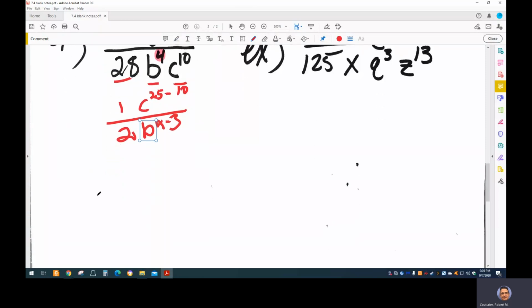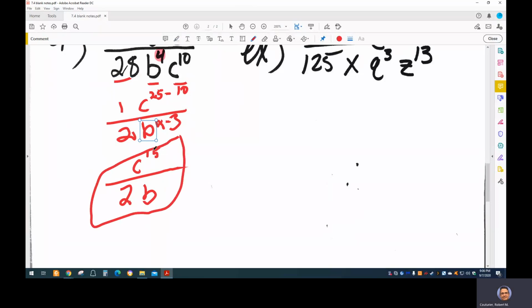Let's clean this up so that we have our final simplified. We don't need the 1 upstairs because there's stuff up there. And it's the c's. So c, we have 25 minus 10 is 15. And for b, we have 4 minus 3 is 1. Don't put the 1. We don't need it. There is our final answer. C to the 15th power divided by 2 times b.